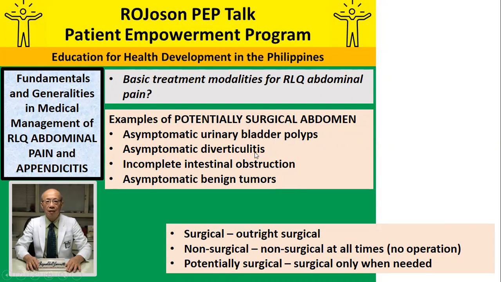Another example of potentially surgical abdomen, diverticulitis. Usually we just observe, we don't operate on this left and right. And then if it causes some problem, then we operate. Incomplete intestinal obstruction. There could be some instances that you don't operate right away. You just observe until there's a need to do the operation, such as when there is a development of almost complete obstruction.